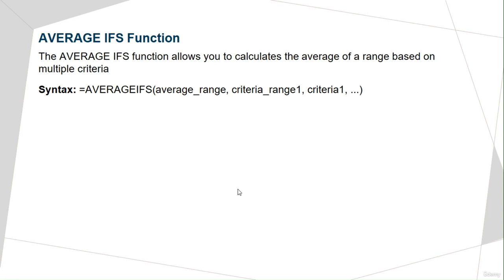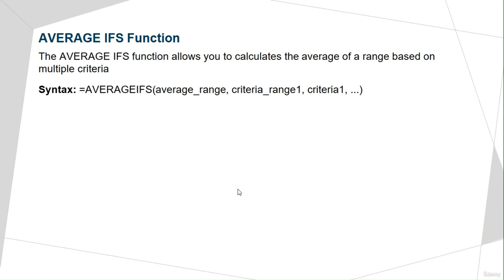The syntax of AVERAGEIFS is this. You start by typing your AVERAGEIFS function. In brackets, you have the average range. That's where the calculation is going to take place, which is the numbers that you're trying to get the average of. The criteria range and the criteria.